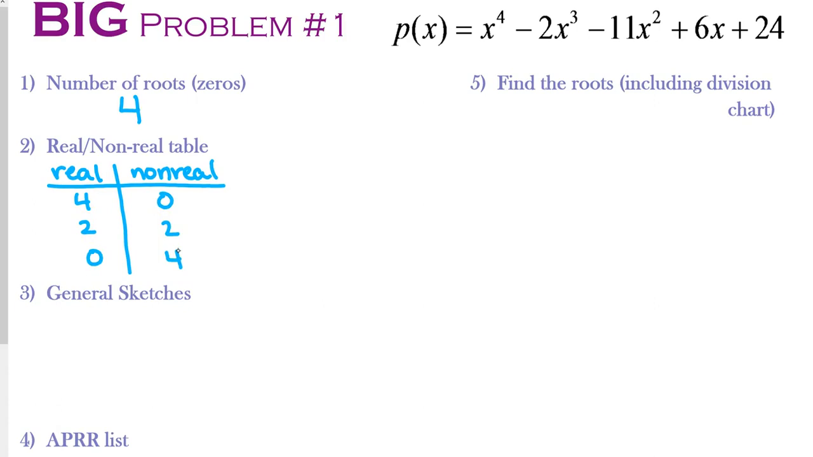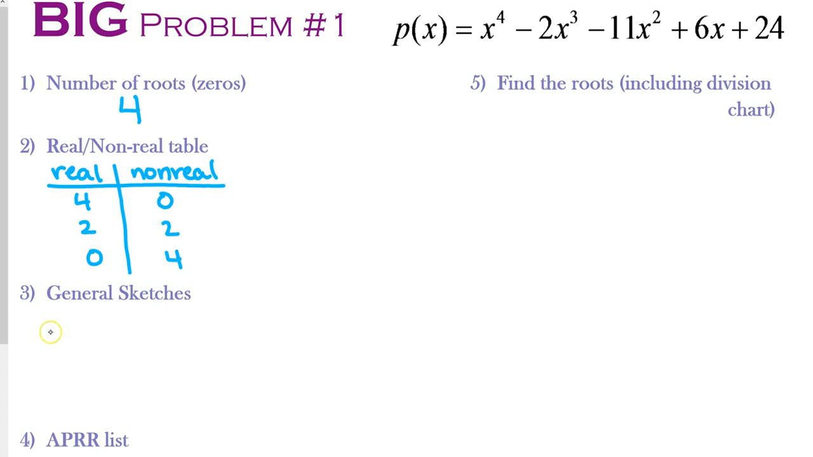And I'm going to give you a little insider tip. Even though it's theoretically possible to have 4 non-real roots, I'm not going to give you any problems like that. We still put it in the chart or the table just to be thorough.